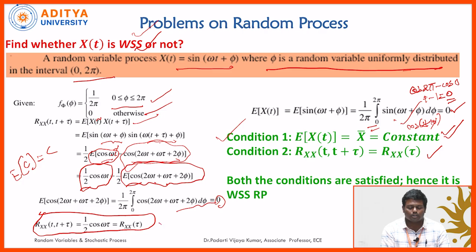So, the autocorrelation function condition is satisfied. Clearly, it is a function of time difference, but not of absolute time, and the expectation of the random process is constant. Both conditions are satisfied. Then we can conclude clearly this is a wide-sense stationary random process.